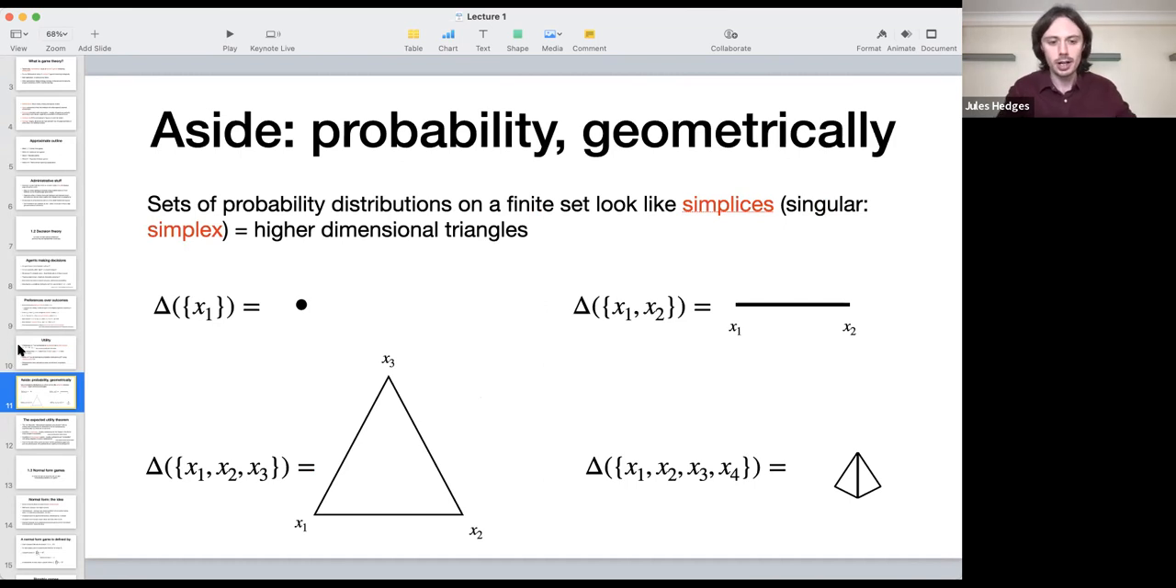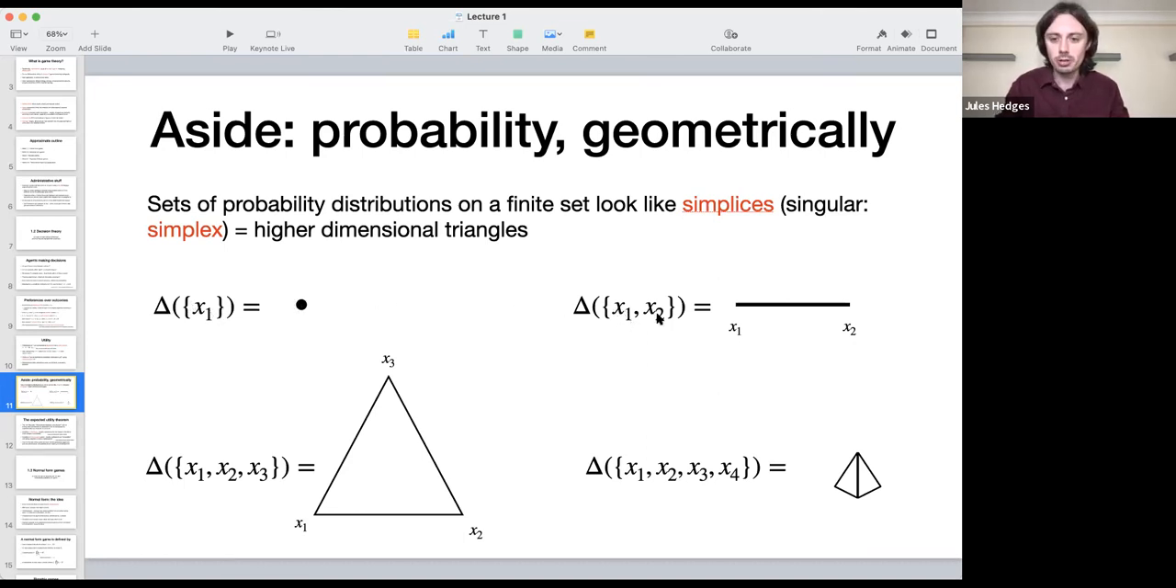Okay, as an aside, I'm going to show you how I like to think about probability distributions on sets of possibilities. So these things are kind of geometric. The key word here is simplex. A simplex is a higher dimensional triangle. So if we have only one possible outcome, then there is only one possible probability distribution on it, namely do that thing with probability 1. So that just looks like a point.